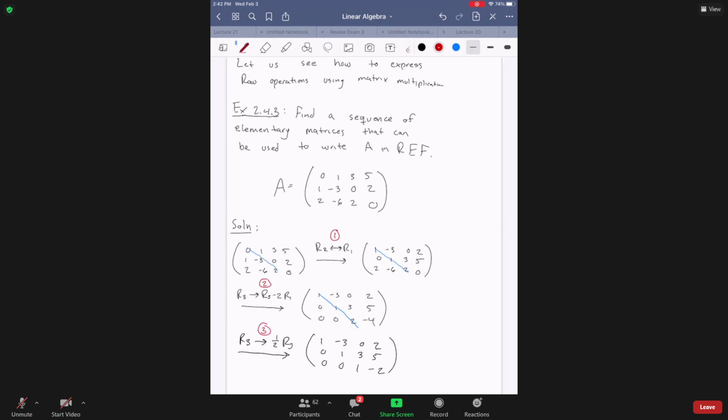From here, we're going to do what we did with the last example. I remember in the last example I just wrote down the elementary matrices. Same thing I'm going to do right here. So let me copy all this and let's move on to the next page.